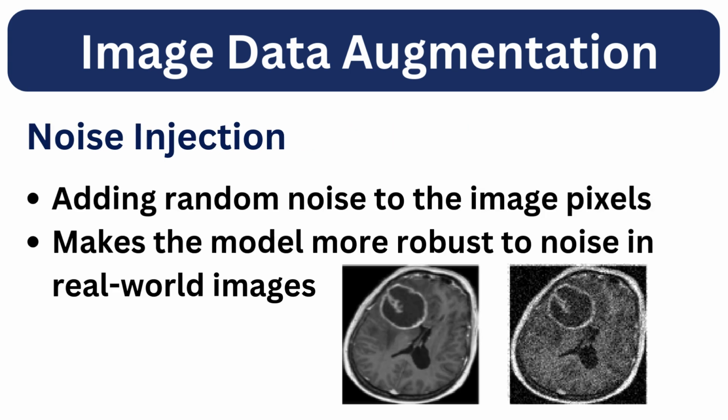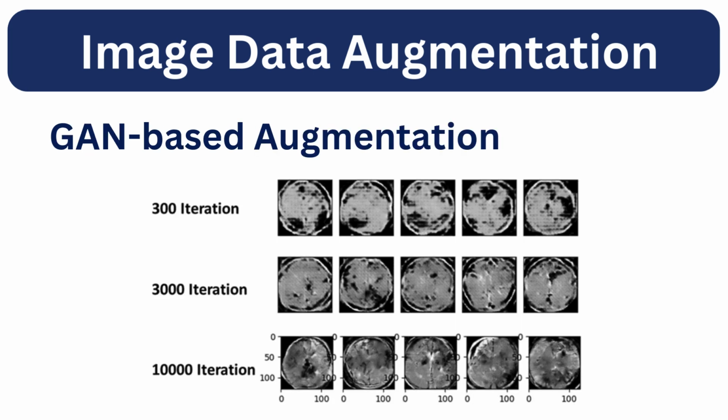Noise injection is a data augmentation technique where random noise is added to the pixel values of an image. This technique helps to increase the diversity of the training data and makes the model more robust to noise in real-world images. GAN-based augmentation uses a special type of neural network called generative adversarial networks to create new realistic images that are similar to the original dataset. This helps increase the diversity of training data and improve the performance of machine learning models.